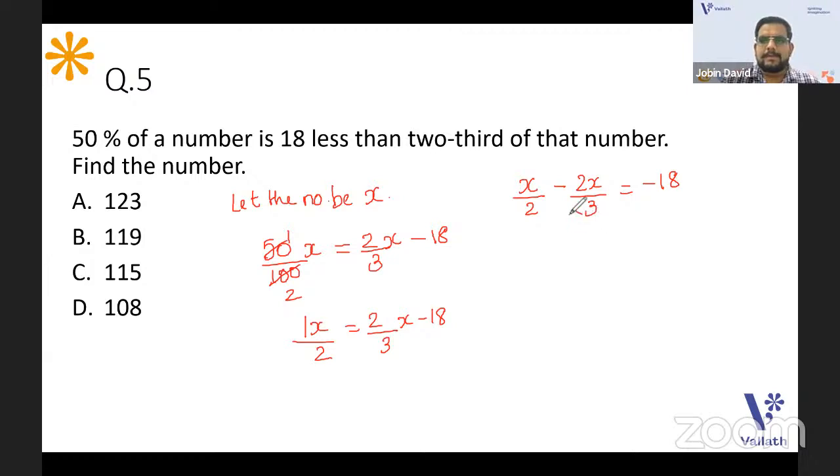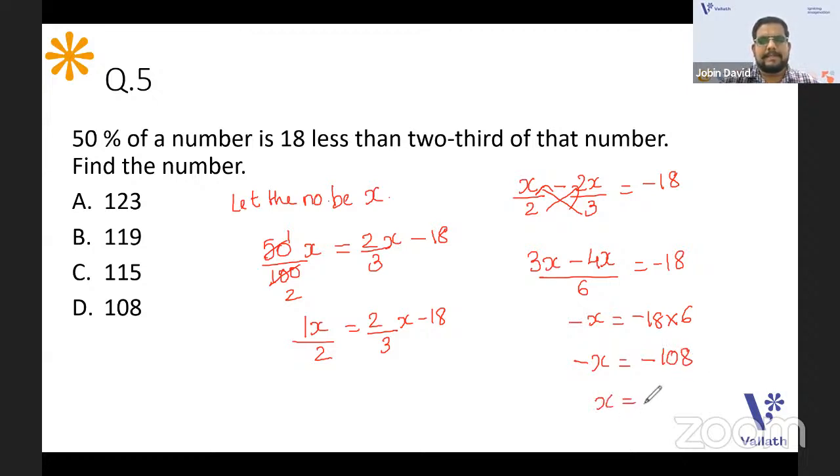Now you can cross multiply and take the LCM. So 3x minus 4x by 6 is equal to minus 18, and minus x will be equal to minus 18 into 6. So minus x will be equal to minus 108. You can cancel those negative signs, so x will be 108. So the answer D will be the option. You all are getting option D. Correct. The answer is 108 only.